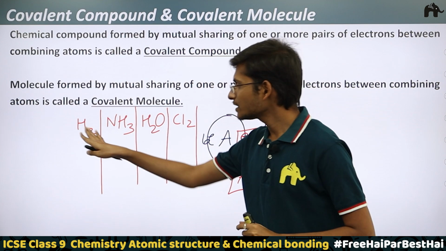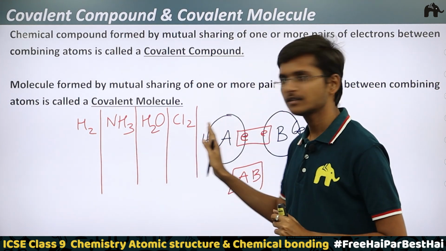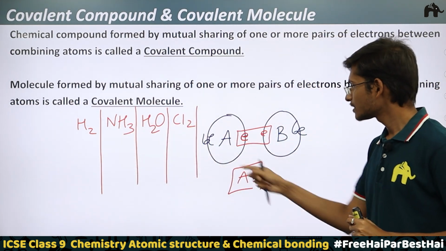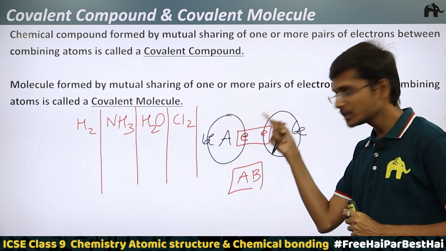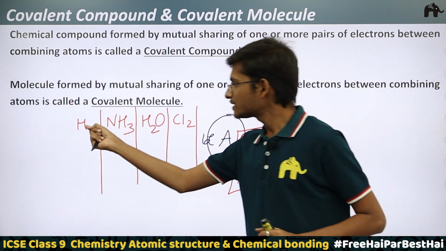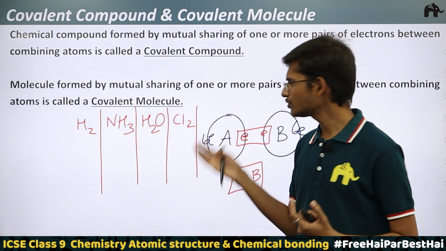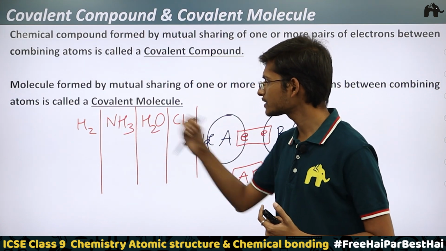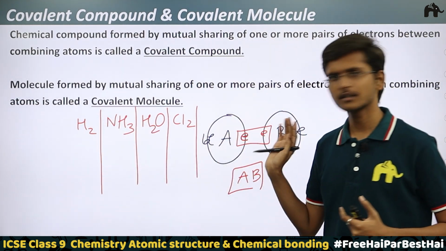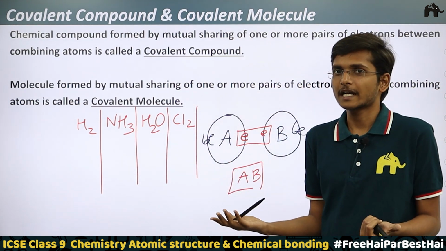So here I am telling you that every chemical species here has a covalent bond. I have told you already. This means that it has the mutually shared pair of electrons between the atoms. Now this is a molecule, this is also a molecule, this is also a molecule, this is also a molecule. We all know these are all molecules. This is the hydrogen molecule, this is the ammonia molecule, this is the water molecule, this is the chlorine molecule. Every single thing is a molecule, so every one of them is a covalent molecule, right?